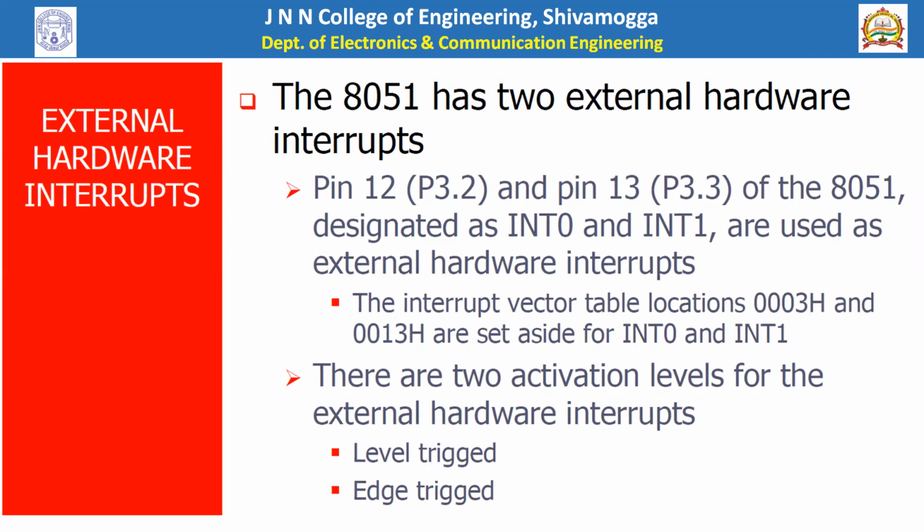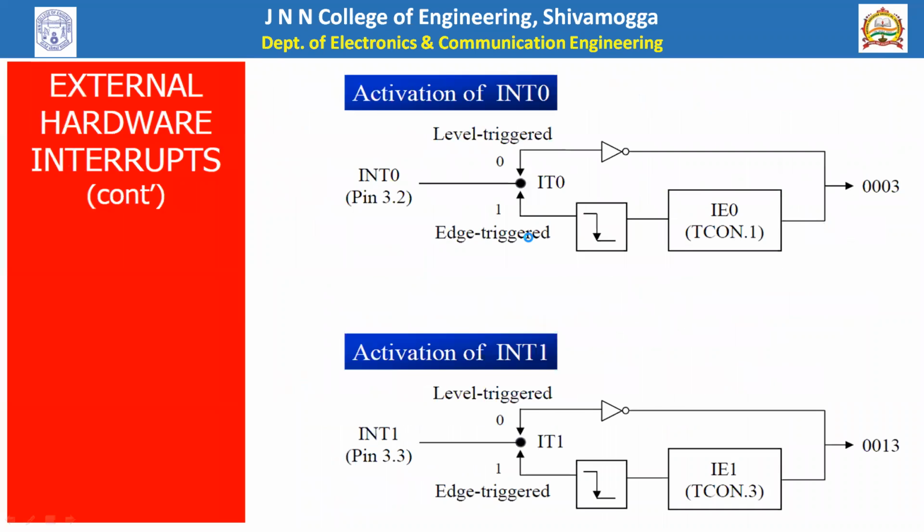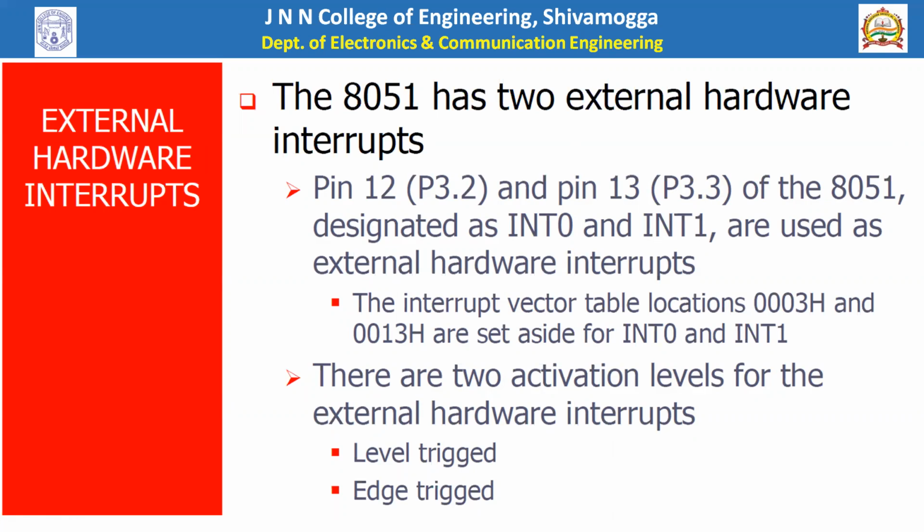Please note that. In the interrupt vector table, locations 0003 and 0013 are set aside for INT0 and INT1. They are the two external interrupts. So there are two activation levels for the external hardware interrupts. What is that? One is level triggered interrupt, the other one is edge triggered interrupt.